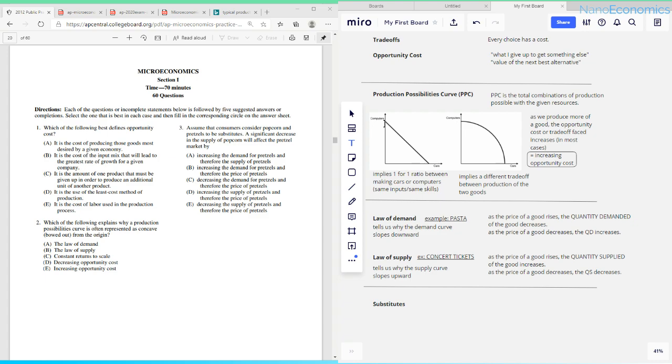So you might think you understand what the word trade-offs means, but unless you relate trade-offs to the opportunity cost concept, then you might be missing some key elements when you're studying economics. And that brings us back to the foreshadowing and highlighting a future lesson from number three on this section one practice: assume that consumers consider popcorn and pretzels to be substitutes. A significant decrease in the supply of popcorn will affect the pretzel market by any number of these choices.